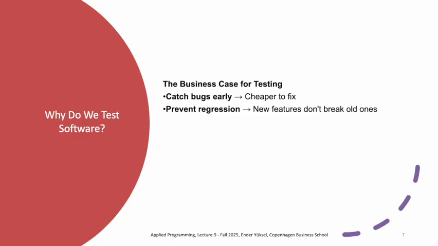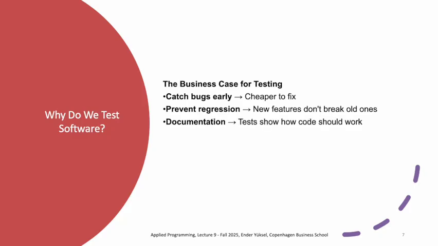Second, tests prevent regression. Regression means that when you add a new feature, you may accidentally break something that was working before. Imagine you are running an e-commerce site. You add a new discount feature and suddenly the checkout button stops working. Without tests, you might not notice until customers start complaining. With tests, you'd catch this immediately.